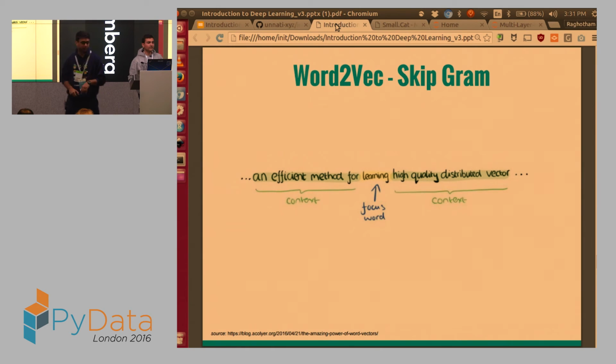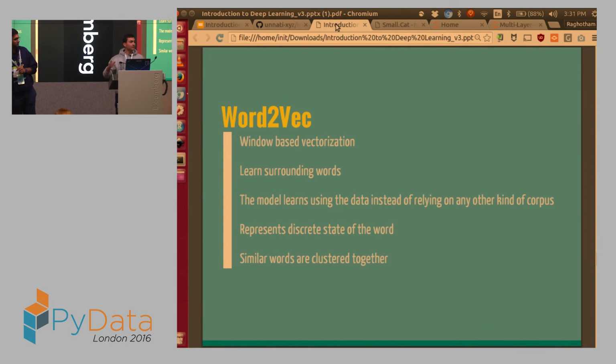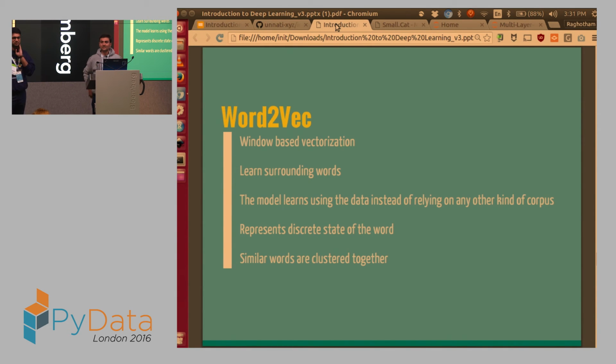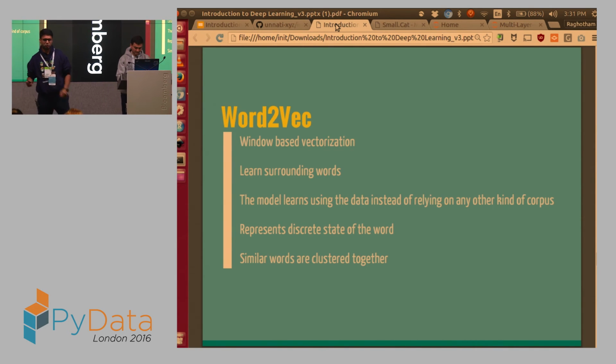So how many of you have an Android phone? And how many of you like the next word prediction there? It is actually built on top of word-to-vec. So it's reading the context that you've typed before, and it predicts what the next word is.